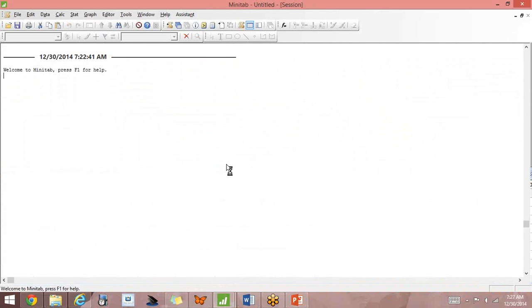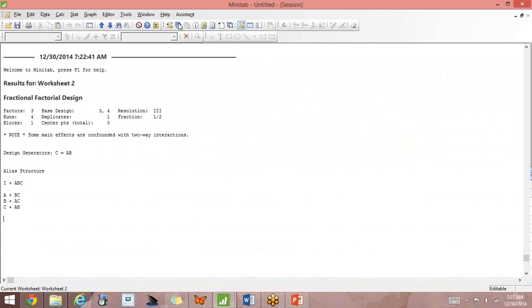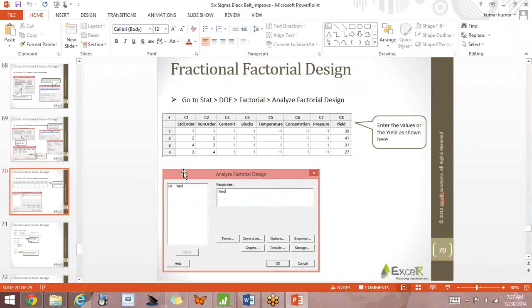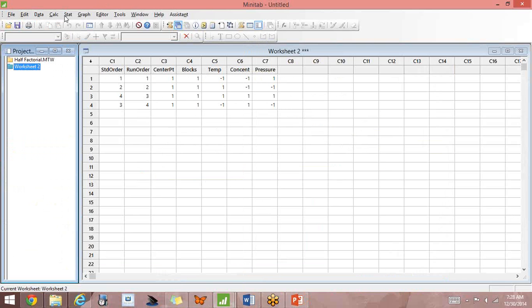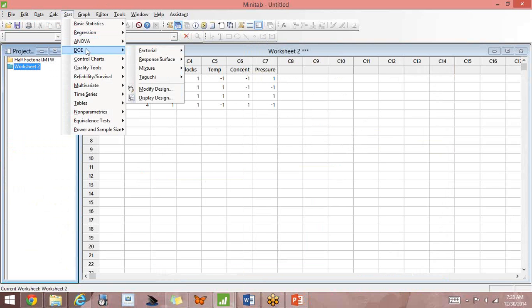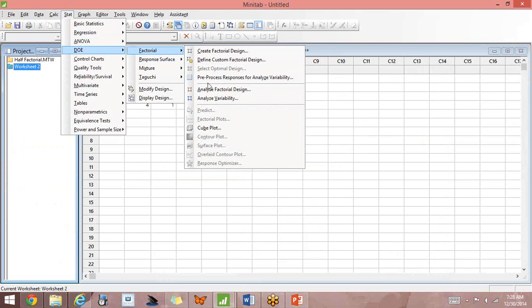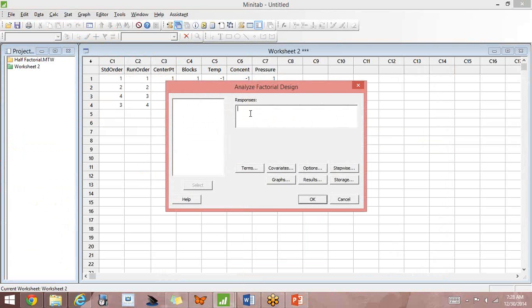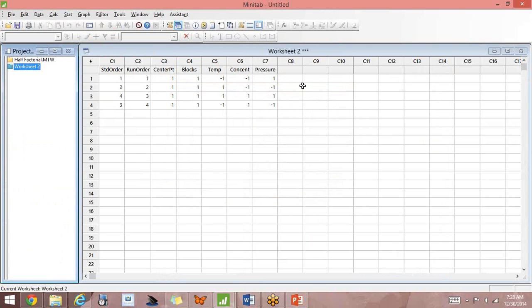We have created the design now. Now go to Start, Design of Experiment, Factorial, Analyze Factorial Design. Start, Design of Experiment, Factorial. First step is you create the design. Then you analyze the design. That is how you do it.